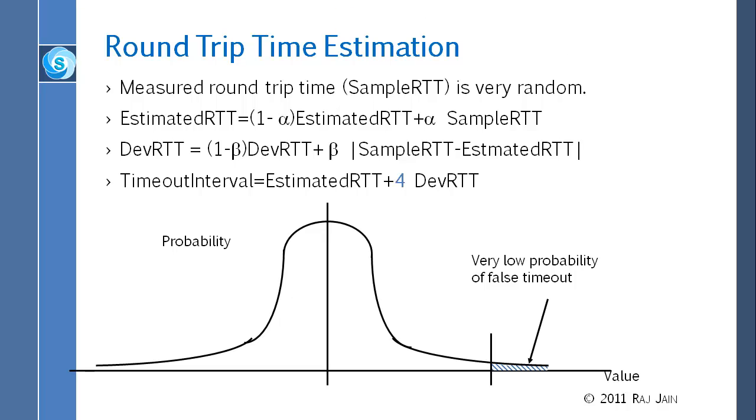Alpha could be set to any value you like, and depending upon whether alpha is small or large, the new sample counts less or more. Alpha has to be between 0 and 1, by the way. It cannot be 2. So 0 and 1. So this is called exponentially weighted average.